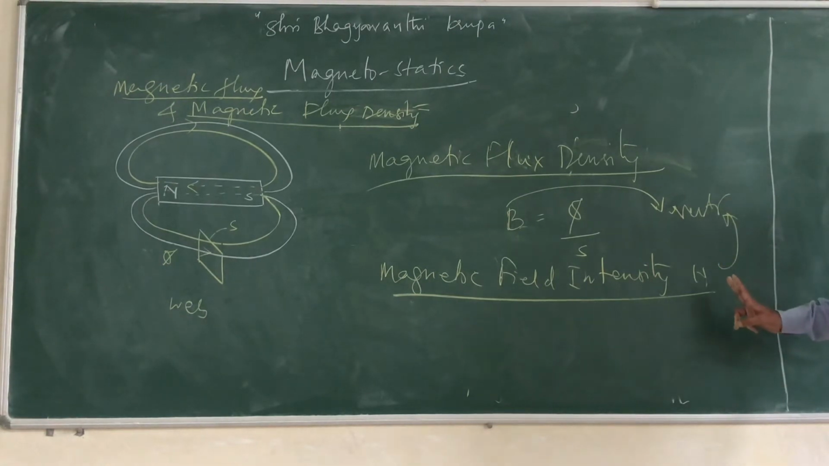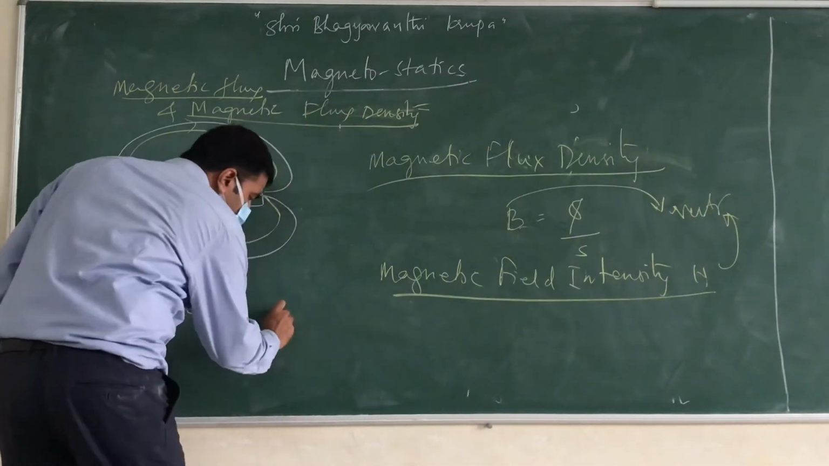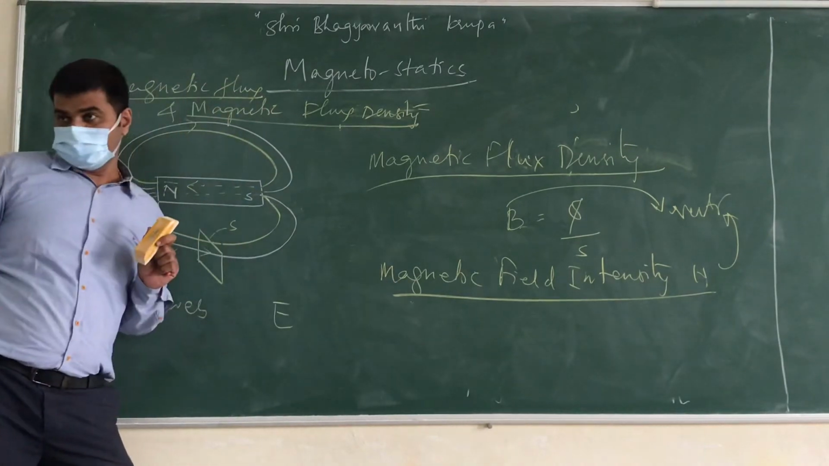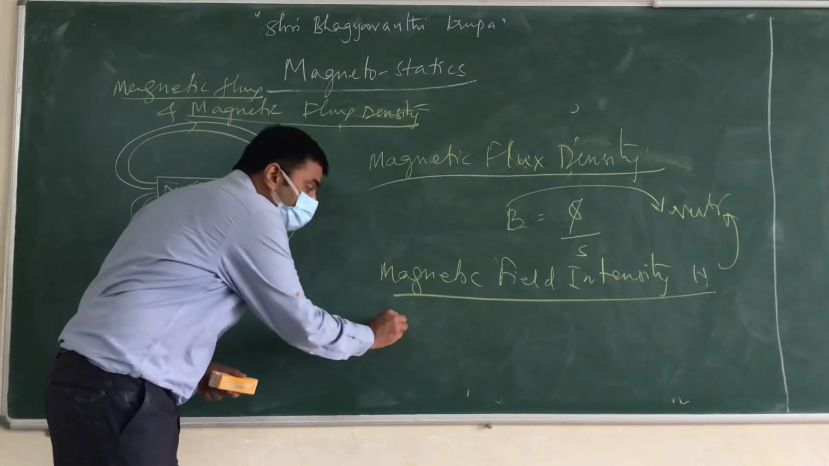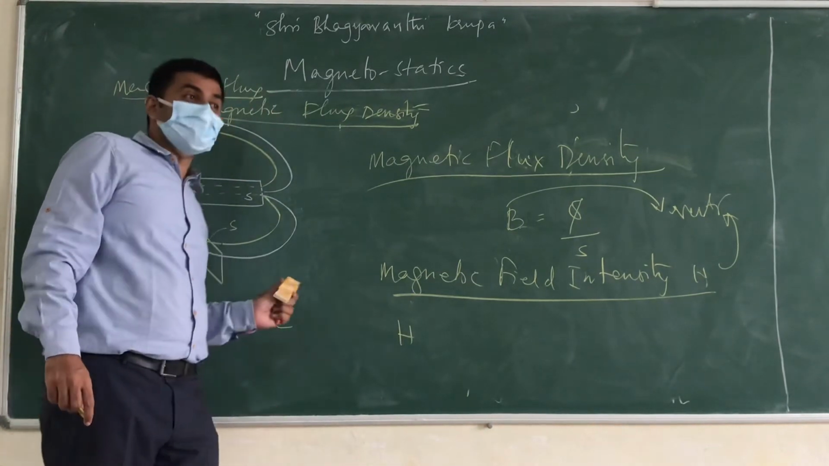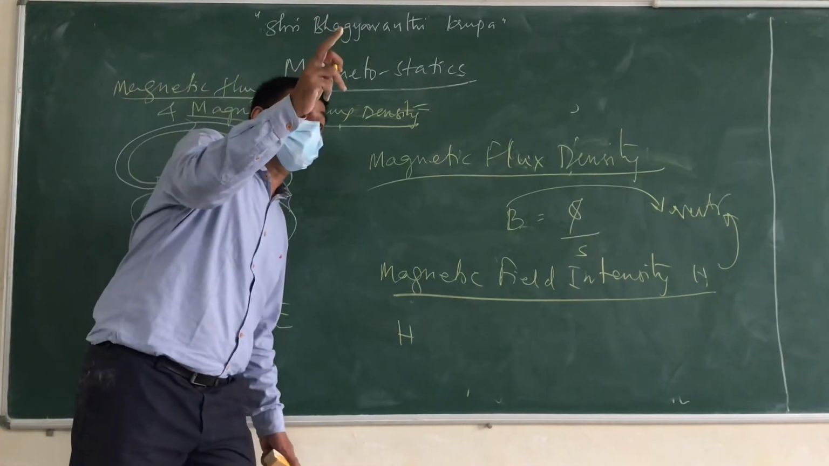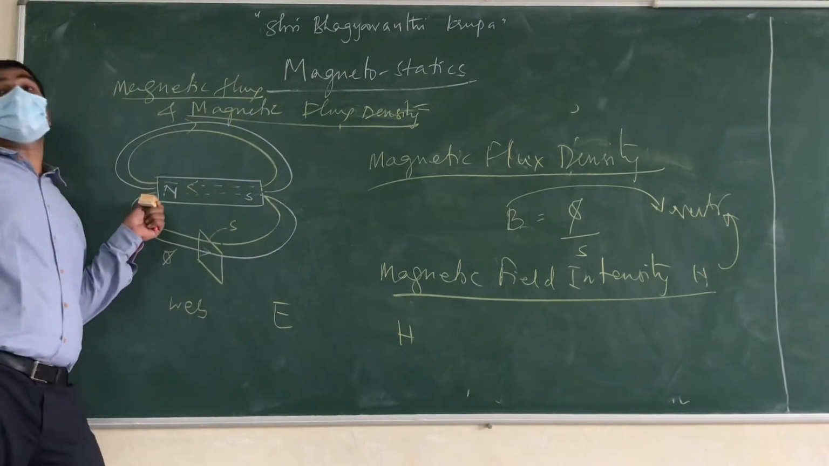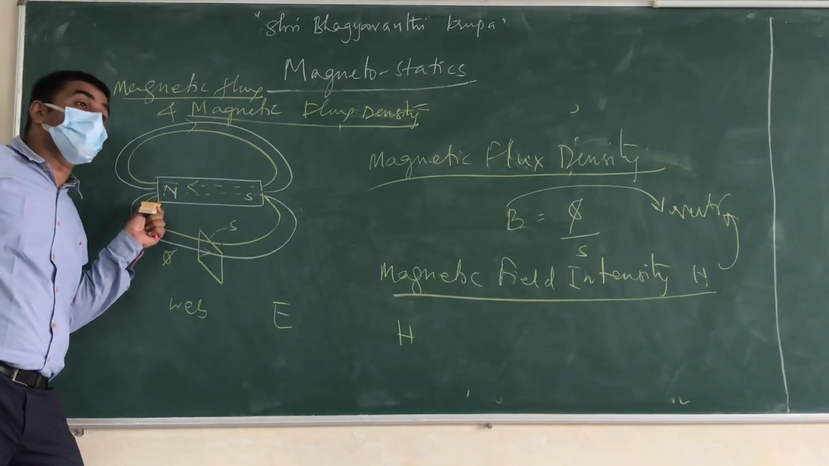Okay, it will measure the strength of magnetic field. Now the question is, how do we define electric field? It is defined as force per unit charge. Then how are we going to define this H? This is electric force per unit charge. This is defined as magnetic force per unit north pole.